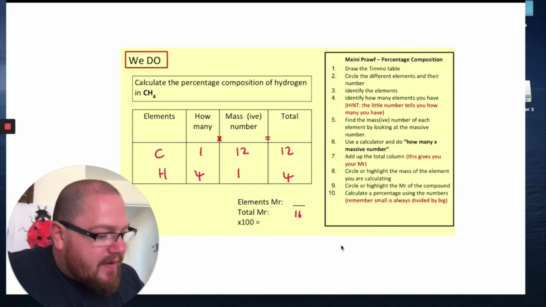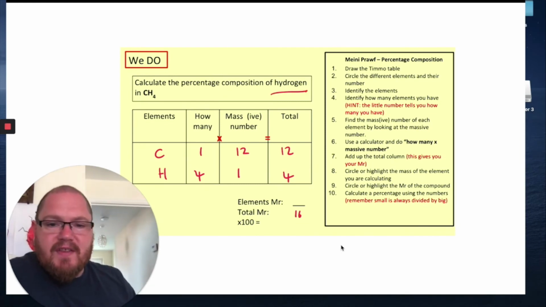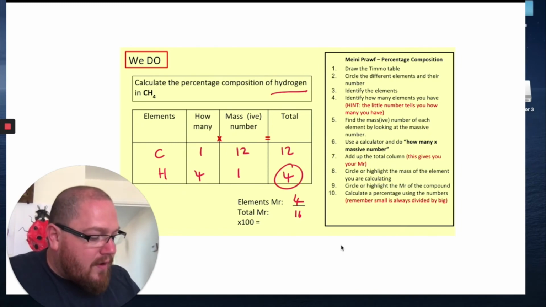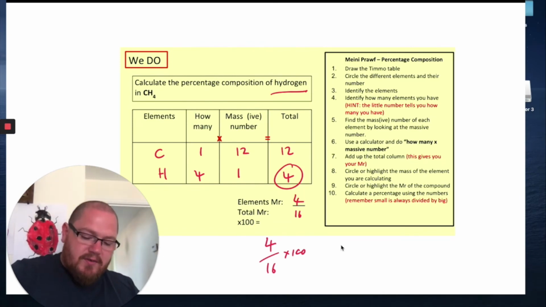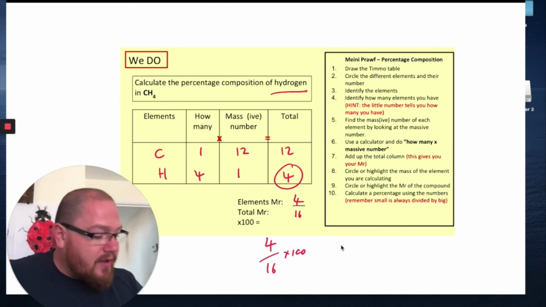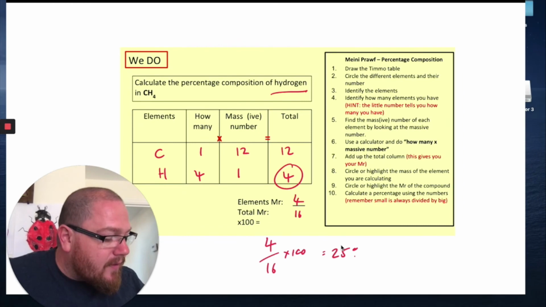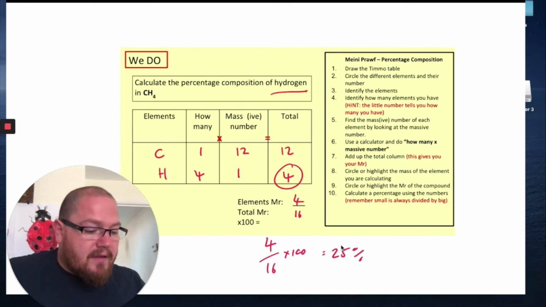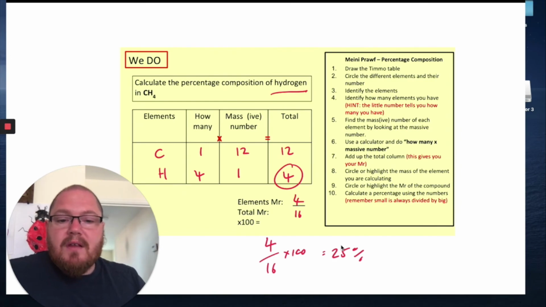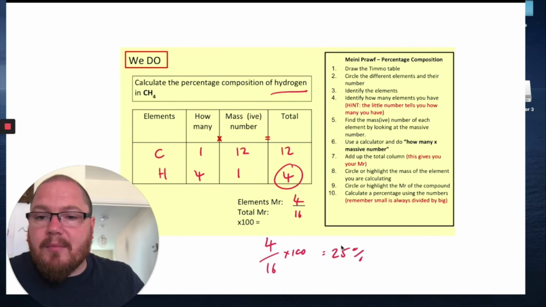What's the element that I want? I want to know how much hydrogen is in there. So hydrogen is 4. 4 over 16 times 100, because it's a percentage. Use my calculator. 4 divided by 16 equals 0.25 times 100 is 25%. So of that methane, that's CH4, 25% of that is hydrogen, and the rest is carbon.